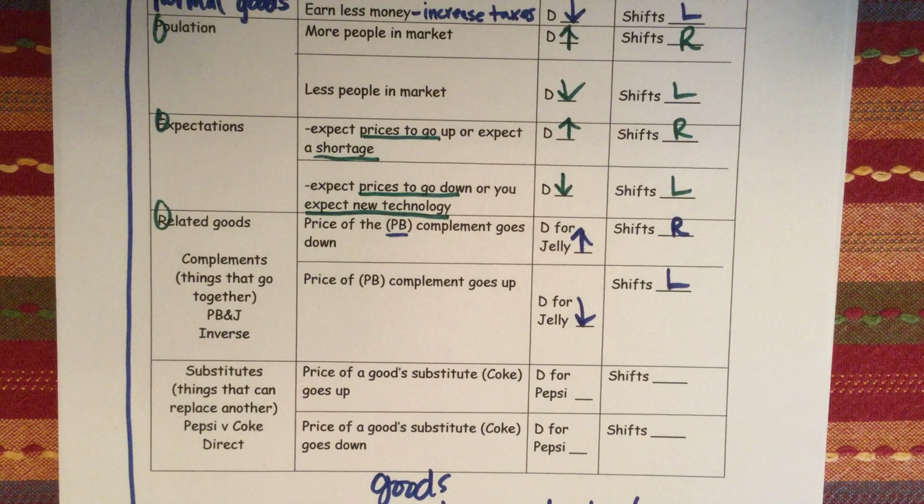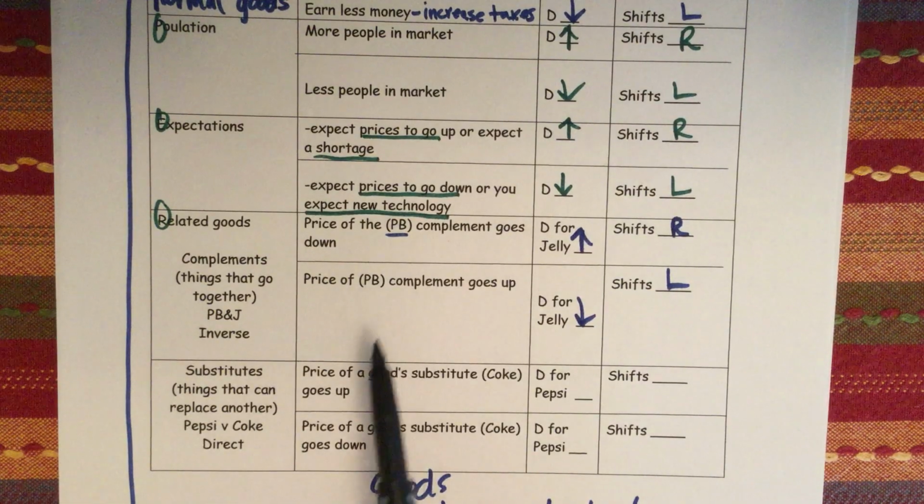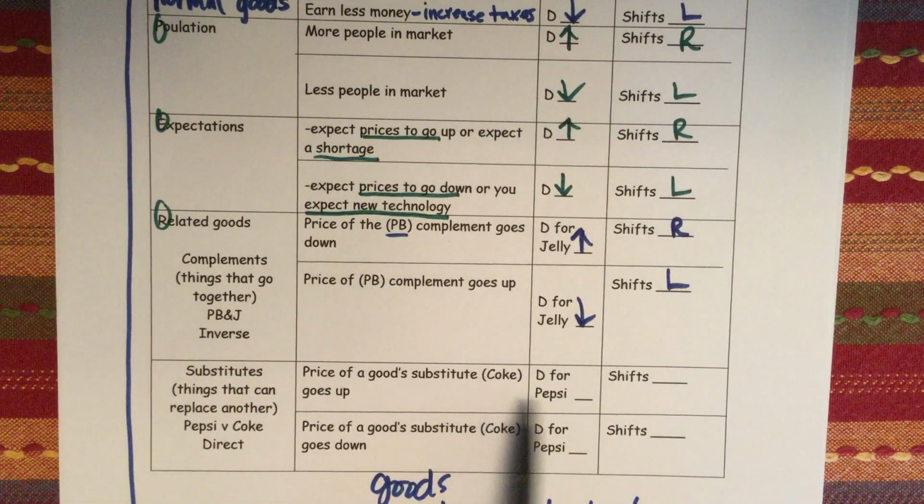So usually the substitution effect does not have to do with a shortage. It has to do with the price of the substitute. Let's say, for example, that our substitutes are Coke and Pepsi. I know some of you are saying, I would never sub Coke for Pepsi or vice versa.